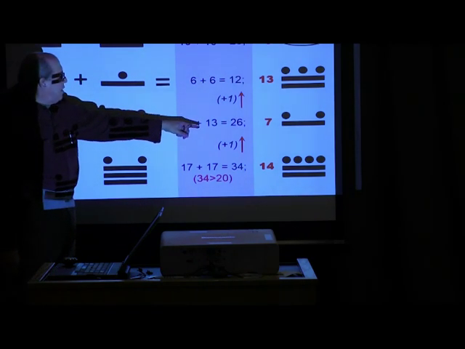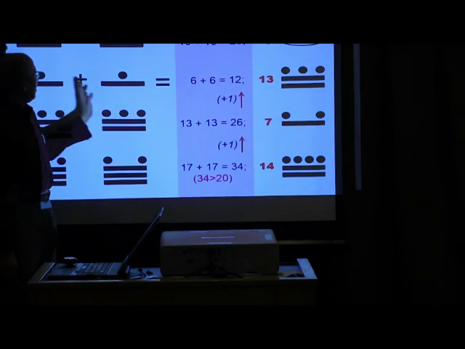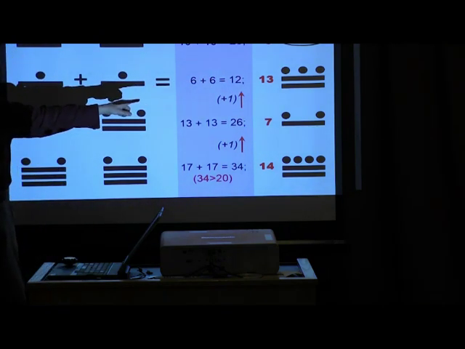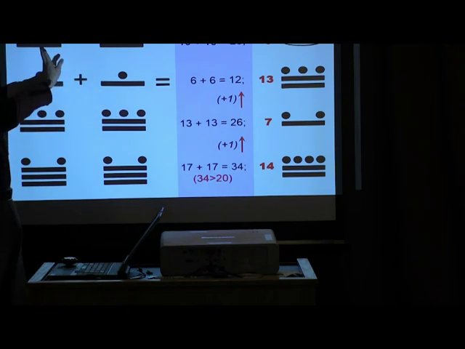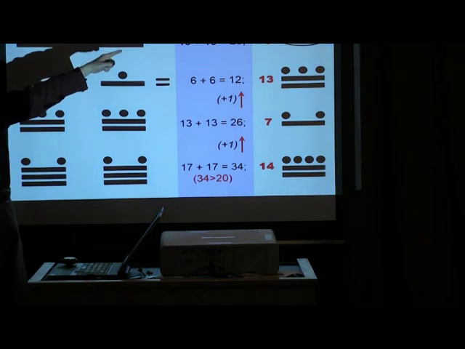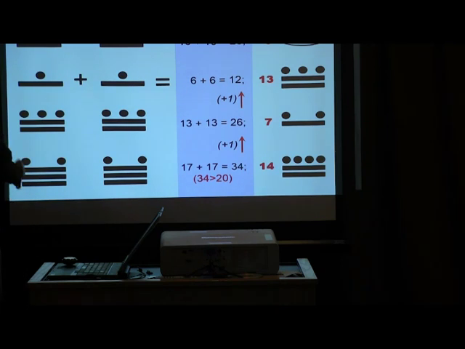Well, we have another 20, so leave the 7, carry the 20. 6 plus 6 is 12, plus 1 is 13. 13 is less than 19, so we don't do anything with it. 10 plus 10 is 20, 0, carry up, and that's how it works.